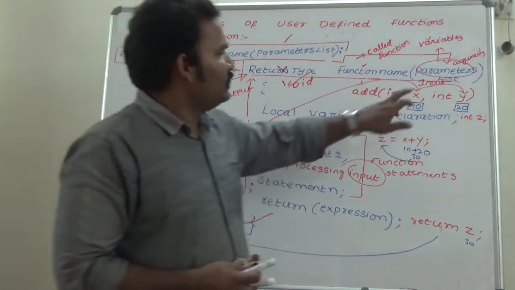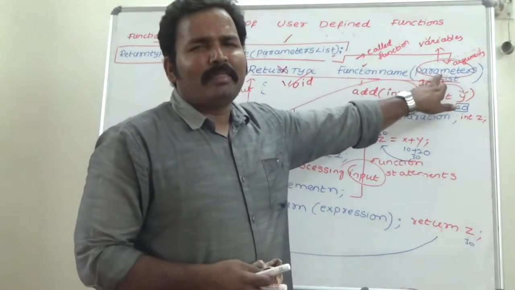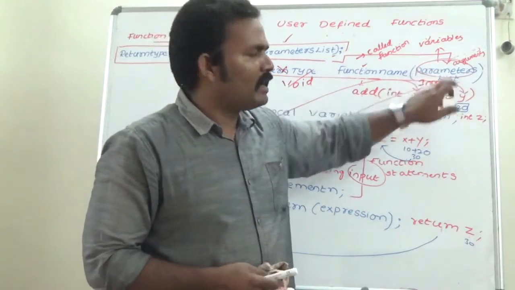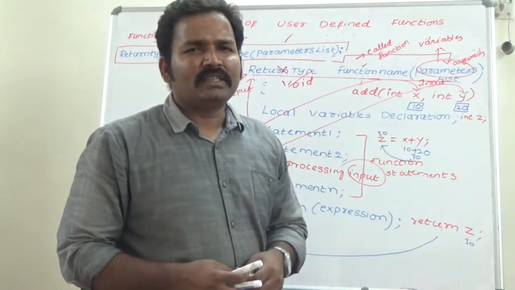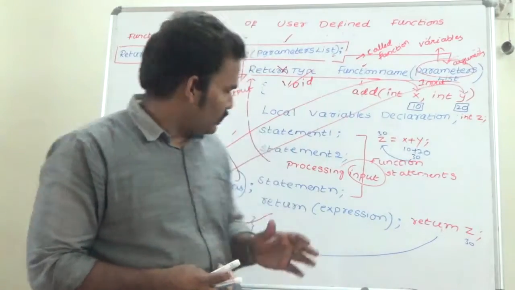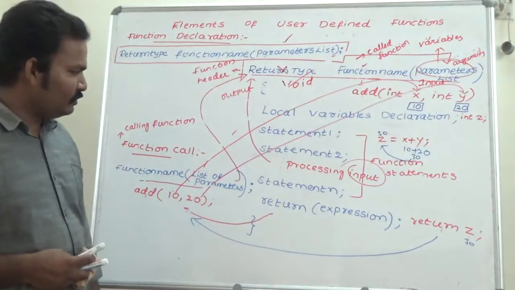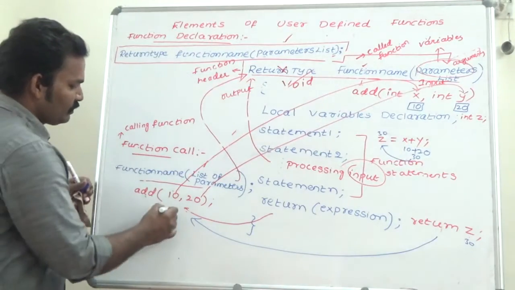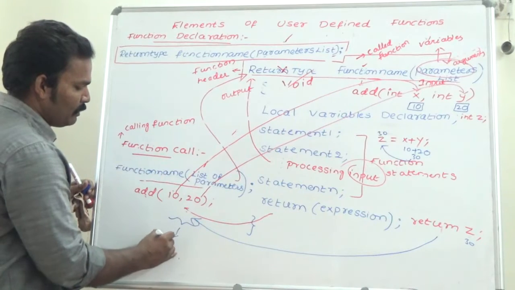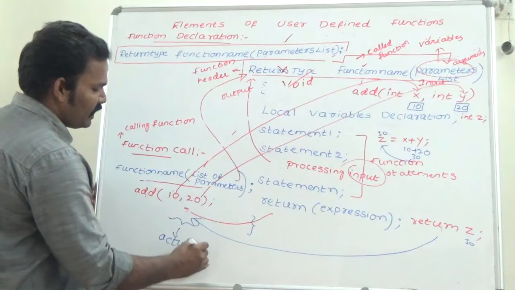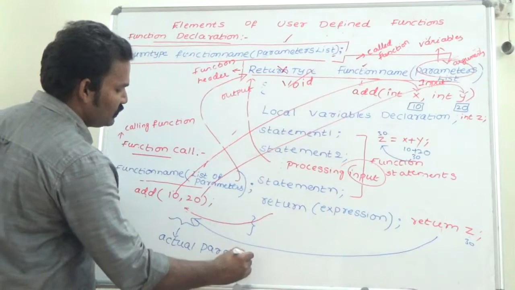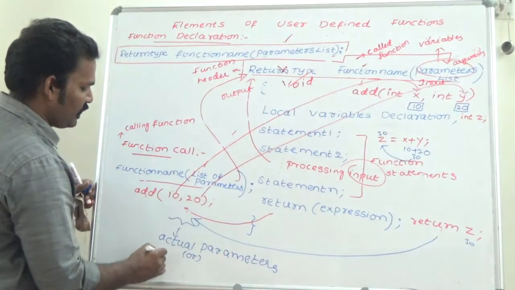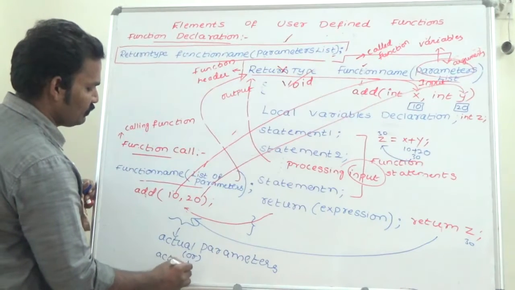And one more pointer. Here these parameters are called formal parameters or formal arguments. And in the function call, the parameters are called actual parameters or actual arguments.